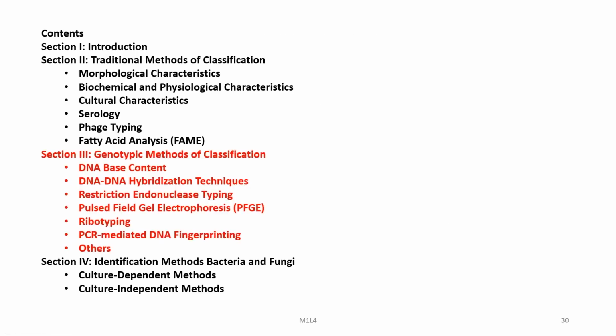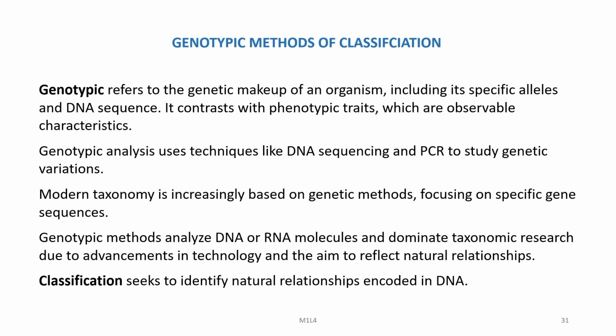Let us now discuss section 3, which is about the genotypic methods of classification, where we will be speaking about DNA based sequencing, hybridization, restriction endonuclease typing, then pulse field gel electrophoresis, ribotyping, and then many other similar unique methods. So, what is genotypic method of classification? Genotypic refers to the genetic makeup of an organism, which includes its specific alleles and DNA sequences. It contrasts to its phenotypic traits, which are observable characteristics.